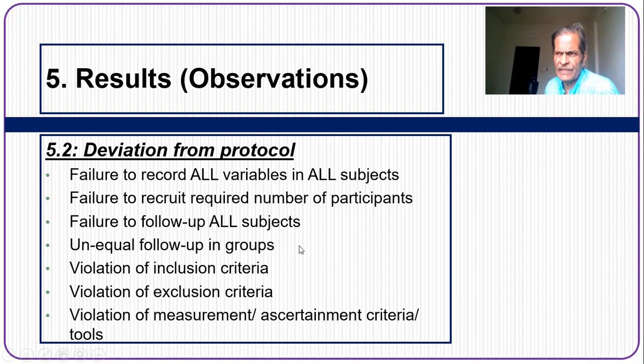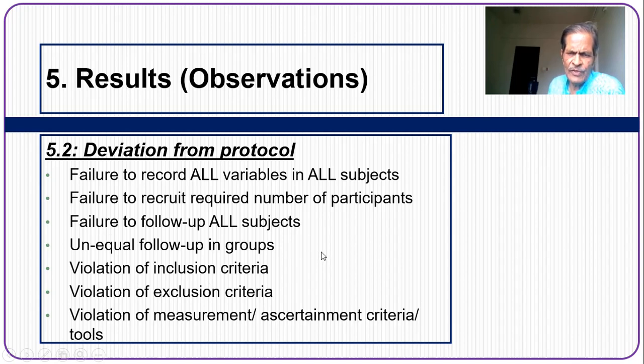Failure to follow all the subjects. Initially in the clinical trial, there were 100 individuals in each group, so 200 individuals, and one may find that at the end of the follow-up, only 80% were followed, or 90% were followed. So there is a failure to follow up all the subjects. So that may occur. There may be unequal follow-up in the groups. The study group may have a follow-up rate of 95%, and in the control group there is only 80%. So that indicates a follow-up bias or a differential follow-up in the cases and the controls.